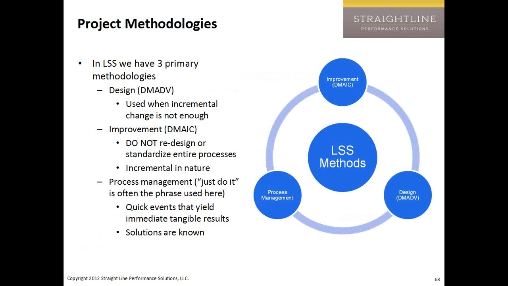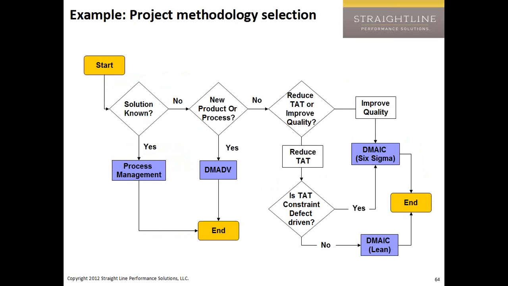All right. I want to make you aware of some of these project methodologies. We talked about improvement and design. Process management could also be thought of as Kaizen, or just do it, sometimes people call them. Let's talk through just a little bit on that. I'm going to move to the slide on 64. Here's a little process flow diagram that can help us determine whether or not we want to run a project, or whether a project makes some sense. I'm just going to walk through it pretty quickly.